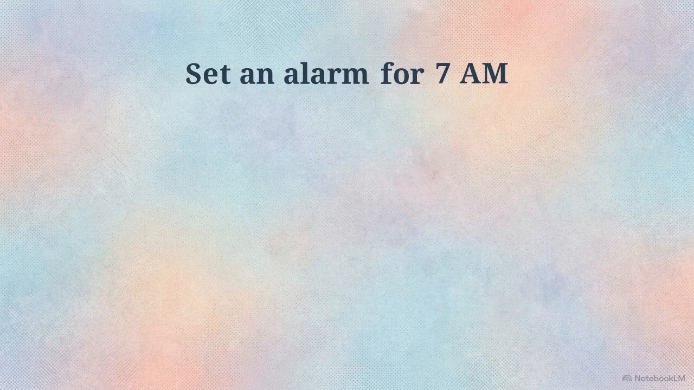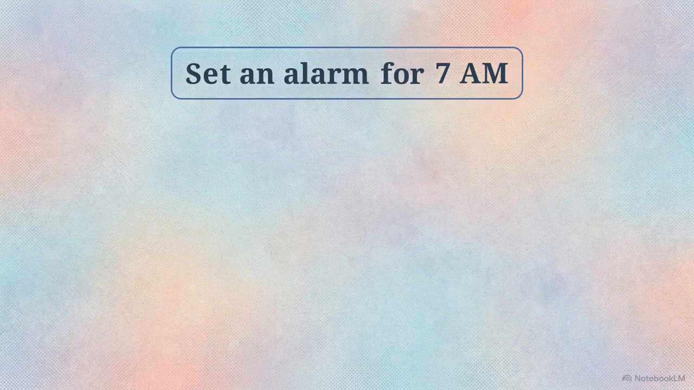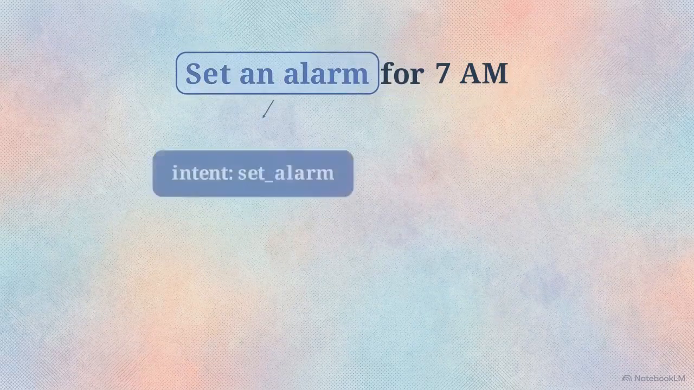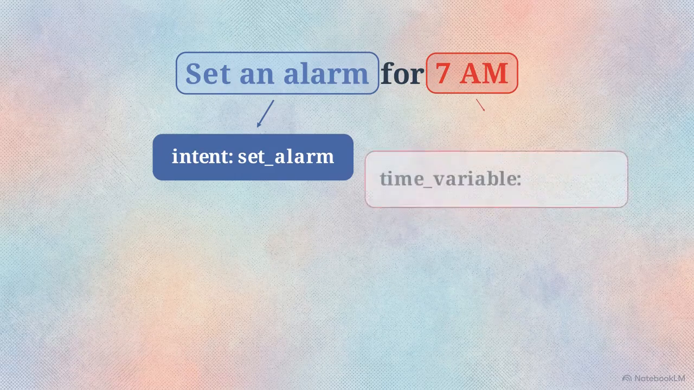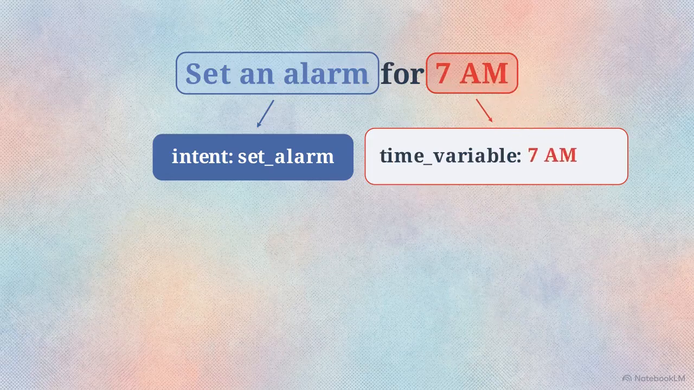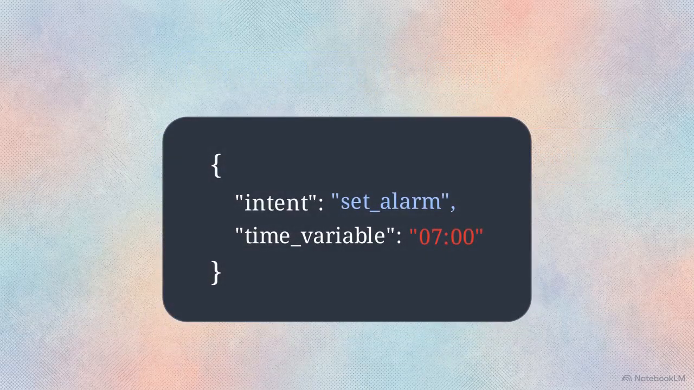First, the system performs intent classification. It looks at the whole sentence to determine the goal, identifying that the phrase "set an alarm" corresponds to a specific internal command. Then it performs entity extraction, or slot filling. It pulls out the specific variables required to execute that intent, in this case, extracting 7 a.m. and converting it into a formatted time variable.